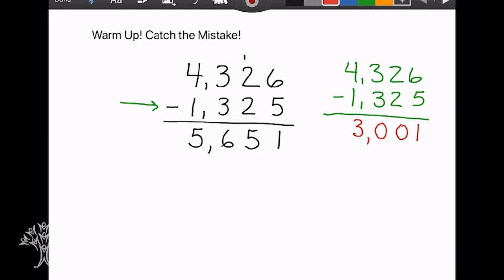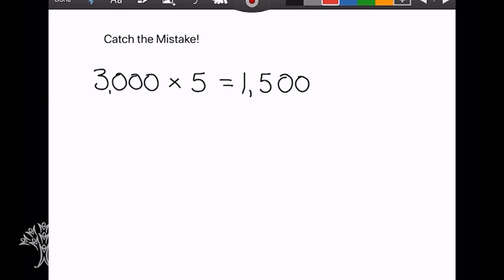Let's look at one more. All right, so we have 3,000 times 5 equals 1,500. Can you catch the mistake? I'll give you a few seconds to look it over. All right, so do you see it anywhere? Are you noticing that this number is smaller than that number? How is that possible if we're doing multiplying, which means that we are probably getting bigger?